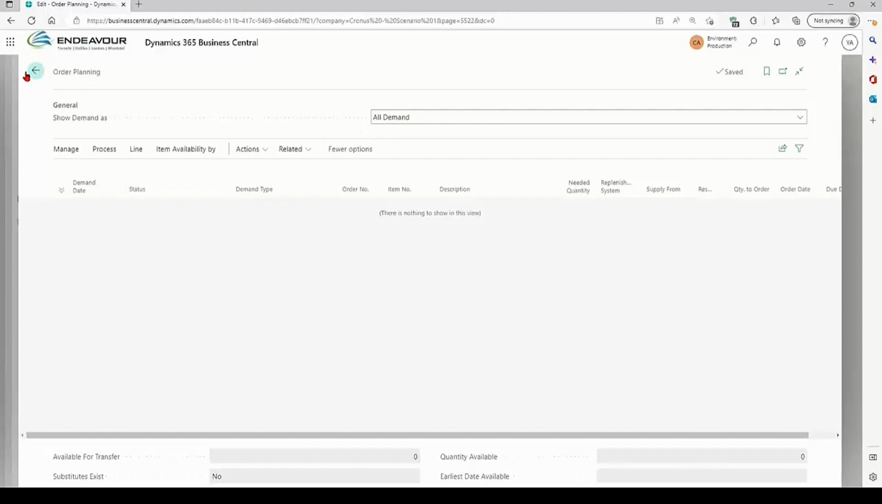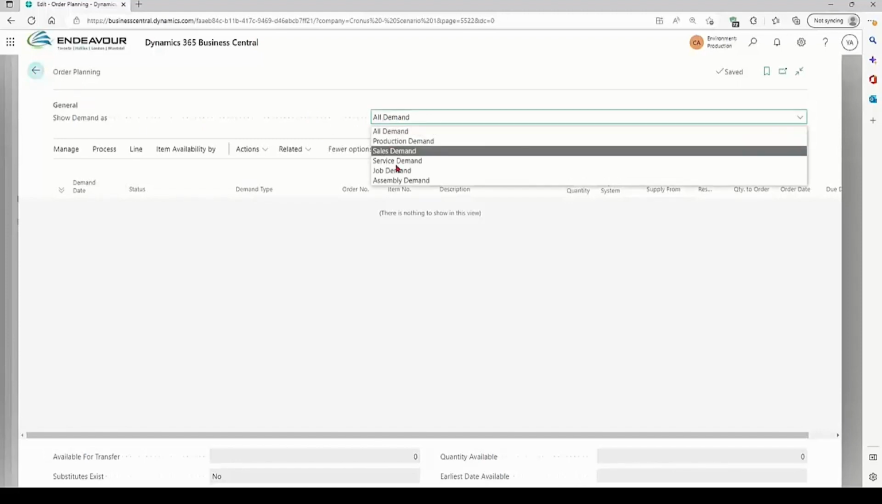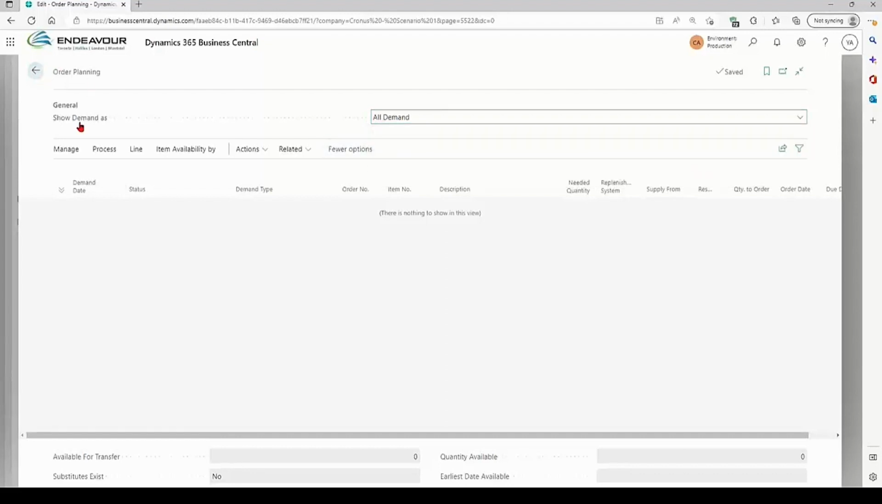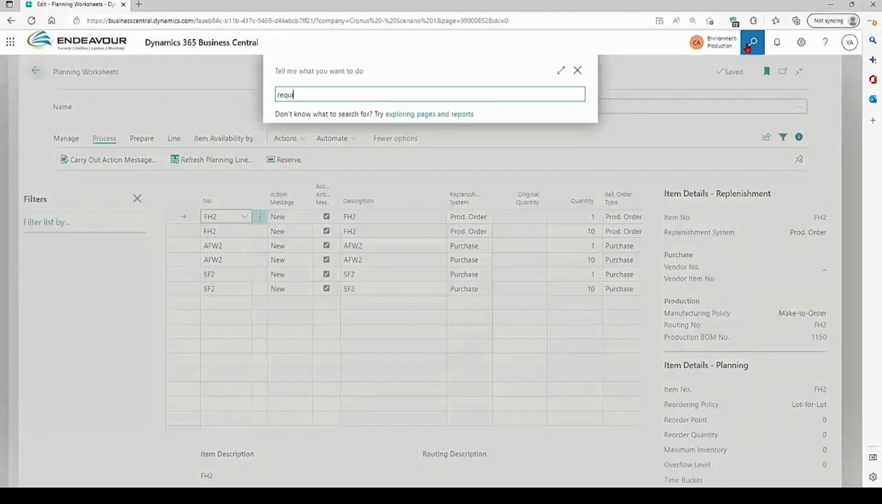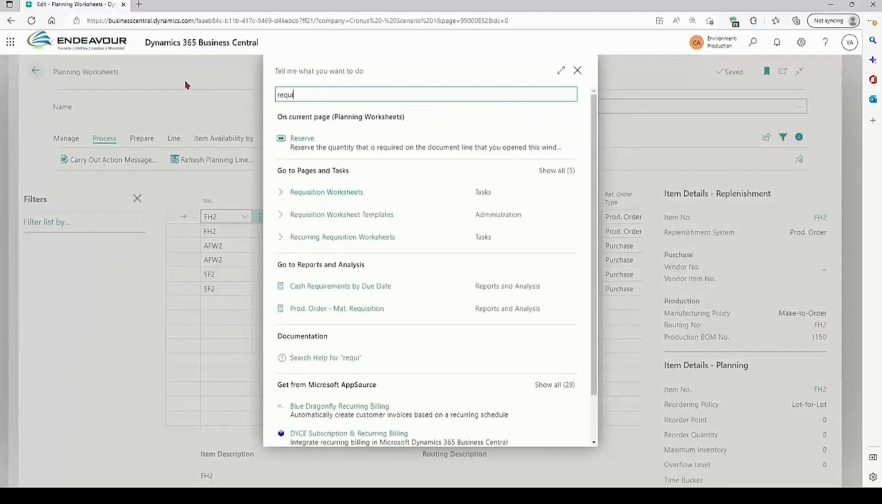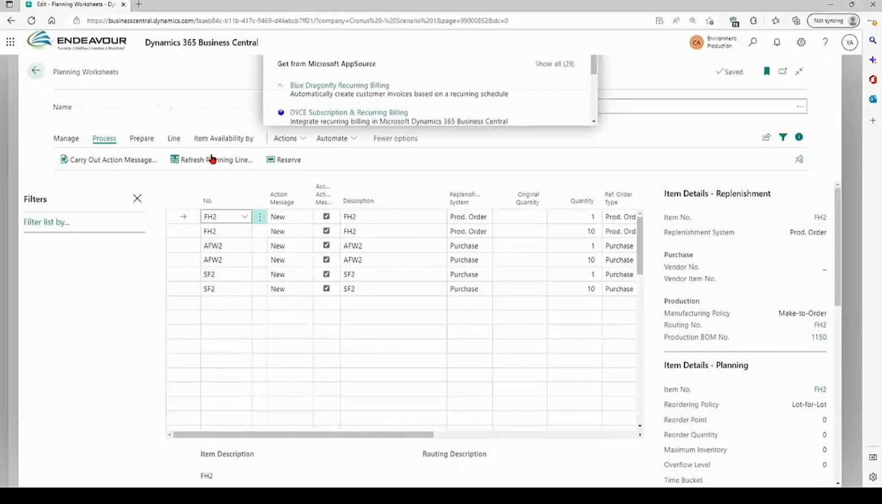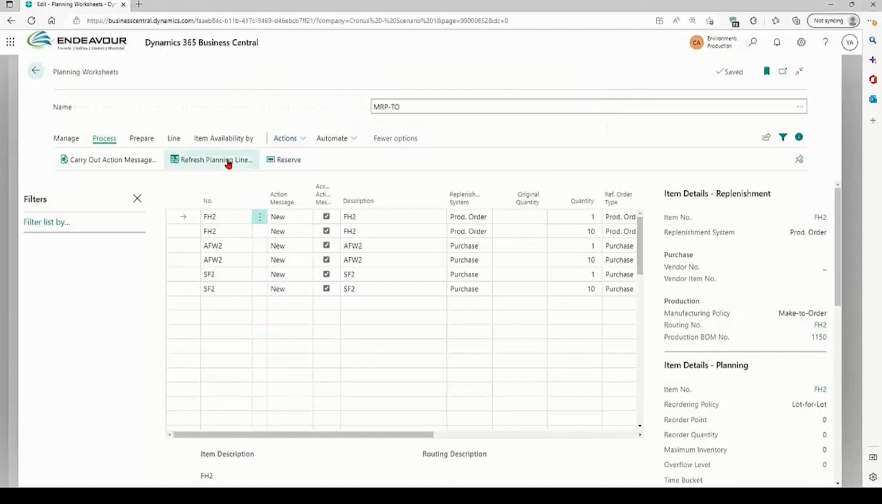This is for professional people who've been using the system for a long time, and they know exactly what they want to plan for. If you're still new, we recommend that if you're only planning for purchased items or MRP only, you could just use the requisition worksheet, okay? If you're planning for MRP and MPS, okay, then you can use the planning worksheet, all right?